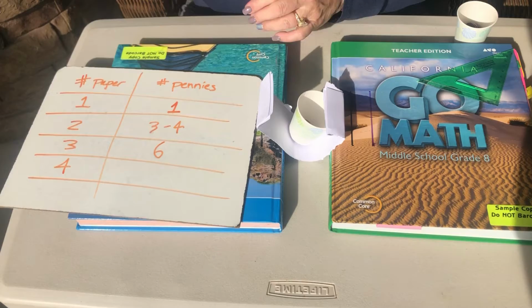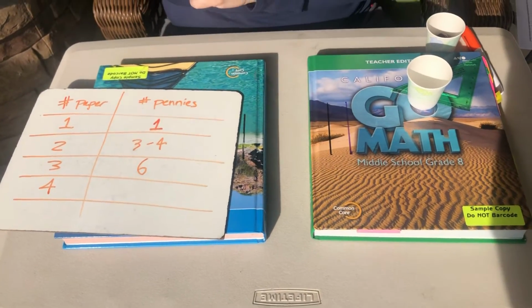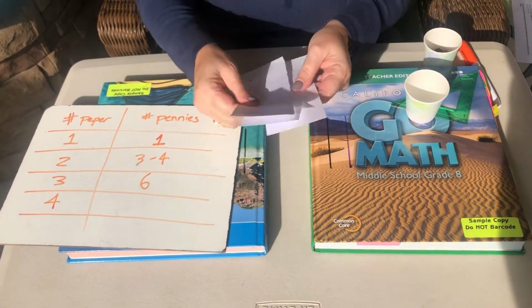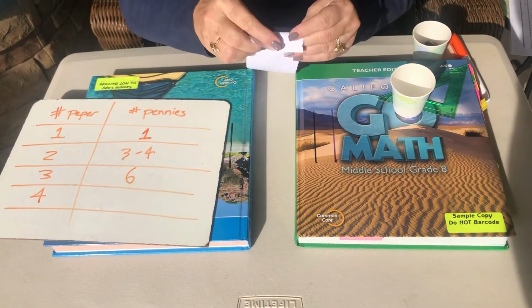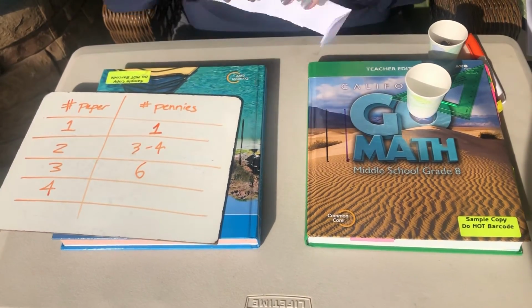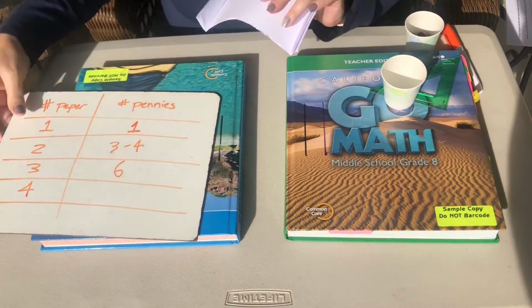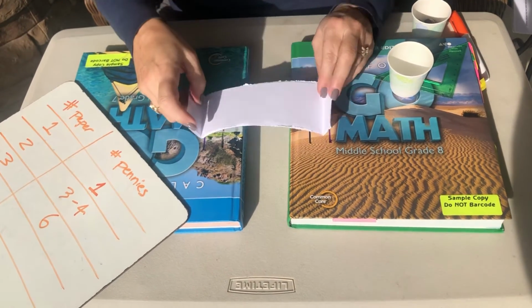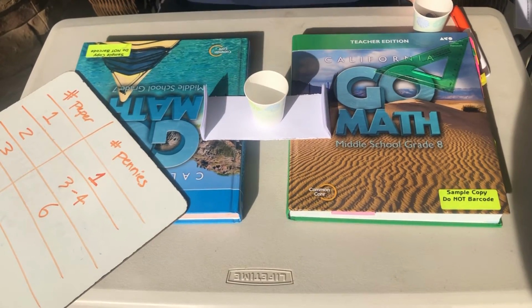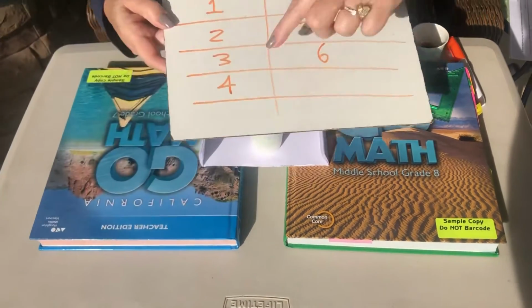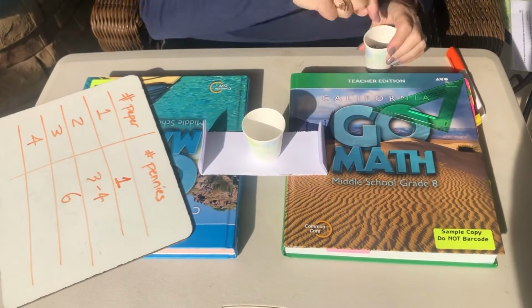We're going to do it one more time with 4 pieces of paper. And here we have 1, 2, 3, 4 pieces of paper. Now, if you were in class with me, you would be doing this experiment on your own with a team of people. You would be building your bridges and figuring out how much it would take. So this time we're at 4 pieces of paper. We're going to see how many pennies, what's happening each time.